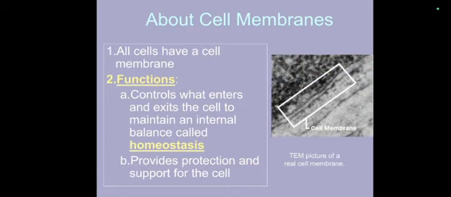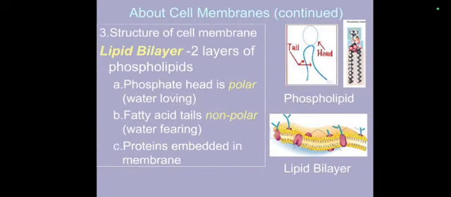All cells have a cell membrane. The functions of the cell membrane include controlling what enters and exits the cell to maintain an internal balance called homeostasis. Next, it provides protection and support for the cell.